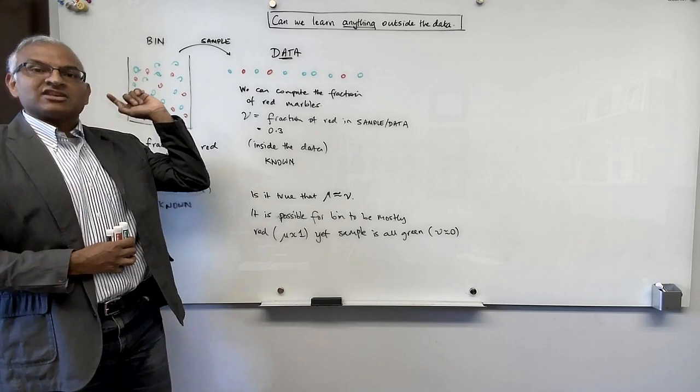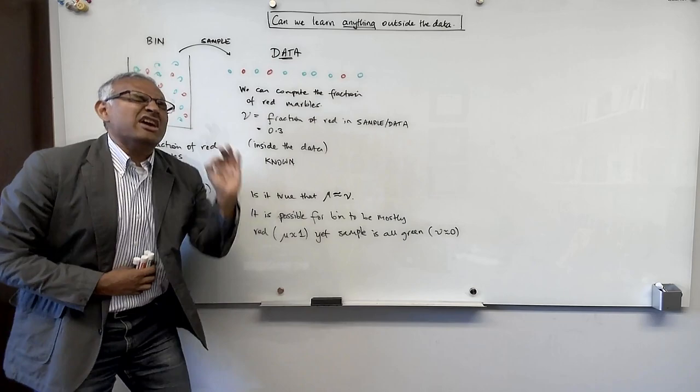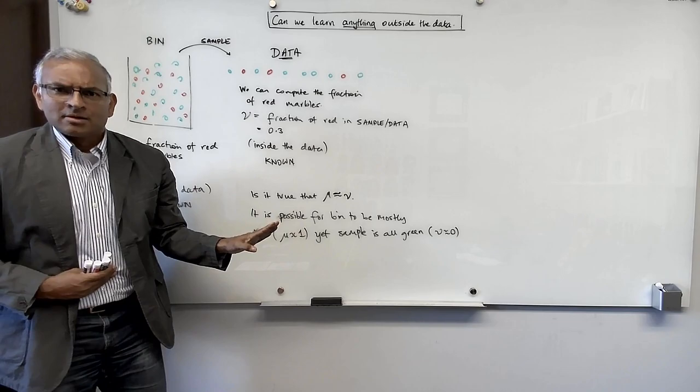And we can replace 1,000 with 100,000. And it is still possible that you pick all 100,000 green. And you are very, very unlucky. And you should not buy a lottery ticket. Okay. But the point is, it is still possible.